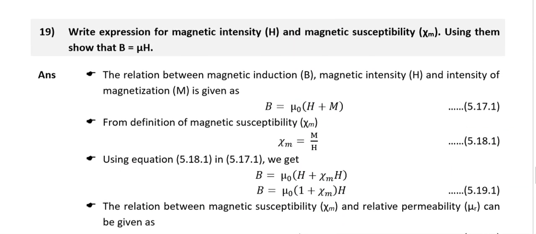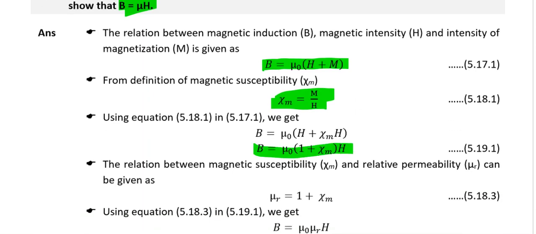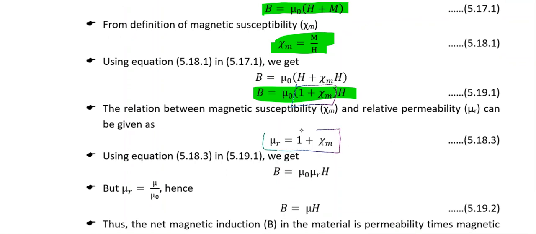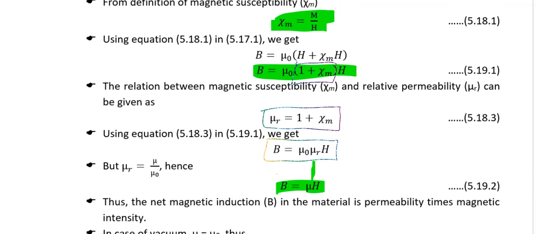Lastly, in the fourth question, we have: write the expression for magnetic intensity H and magnetic susceptibility chi m, and using them show that B is equal to mu H, the relation between magnetic induction and magnetic intensity. So we start with B is equal to mu 0 times H plus M. Use the definition of susceptibility, substitute, and this is what you get. Now we know that 1 plus chi m is nothing but relative permeability, and on simplification, we get B is equal to mu H. If you are talking about vacuum, this mu will be replaced with mu zero.